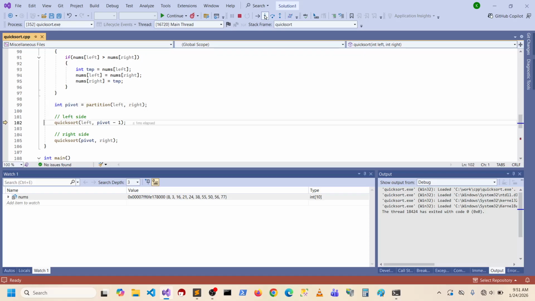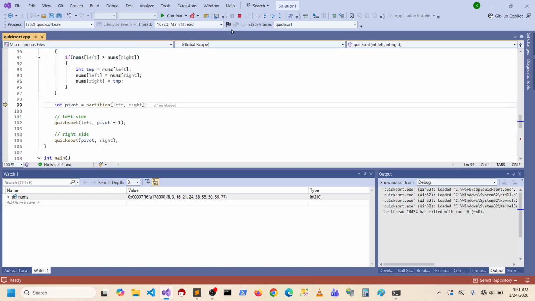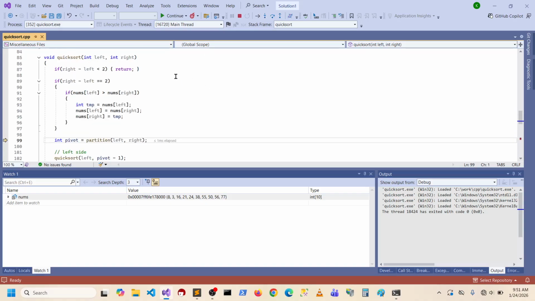Left, right. So we keep going left. And now we have 8 and 3. At some point, we need to get back over this side. That should swap. See, that should have swapped at that point. Nums left, because 0, that's 8, greater than nums right. Right was 2. 0, 1, 2. Oh, that is wrong. That should have been a minus 1 on that.